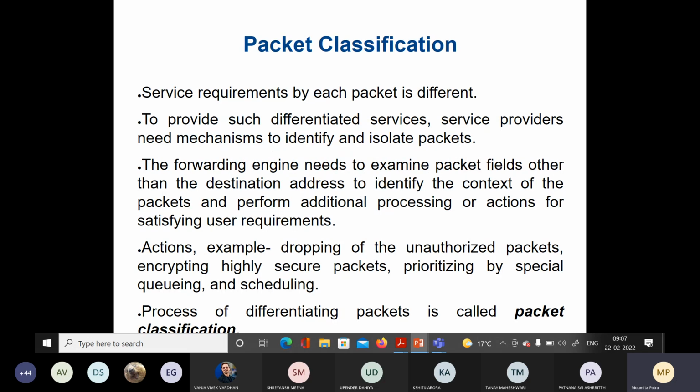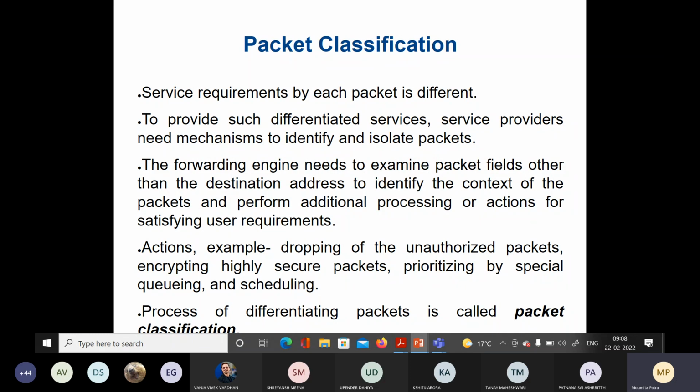First is packet classification. As I was saying, the service requirements of different packets might be different, right? A packet can be differentiated in terms of the service it is providing, or the service provider's basic rule for that particular service, or the mechanisms the service provider uses to identify a packet or isolate it from other packets. These are a few requirements for a packet.